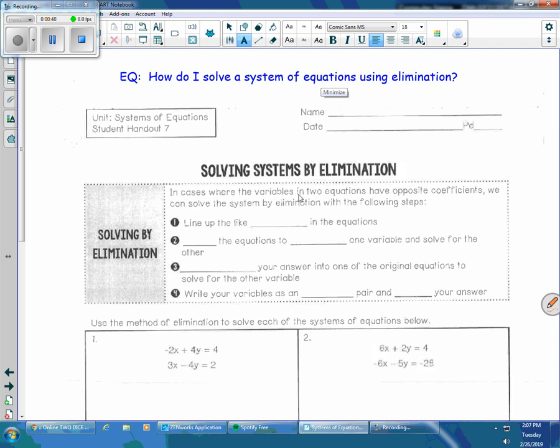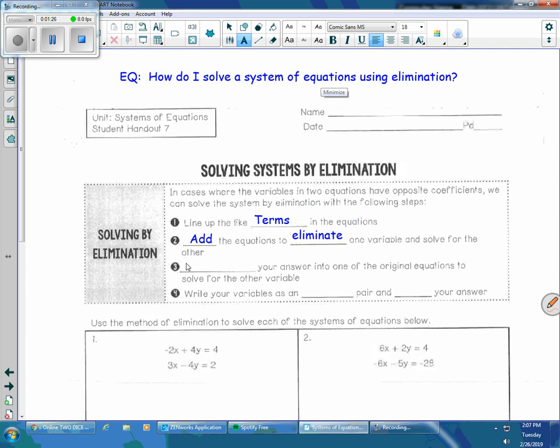In cases where the variables in two equations have opposite coefficients, we can solve the system by elimination with the following steps. Step 1, line up the like terms in the equations. I'll explain what all of this is as we're going through the examples. Step 2, you're going to add the equations to eliminate one variable and solve for the other.